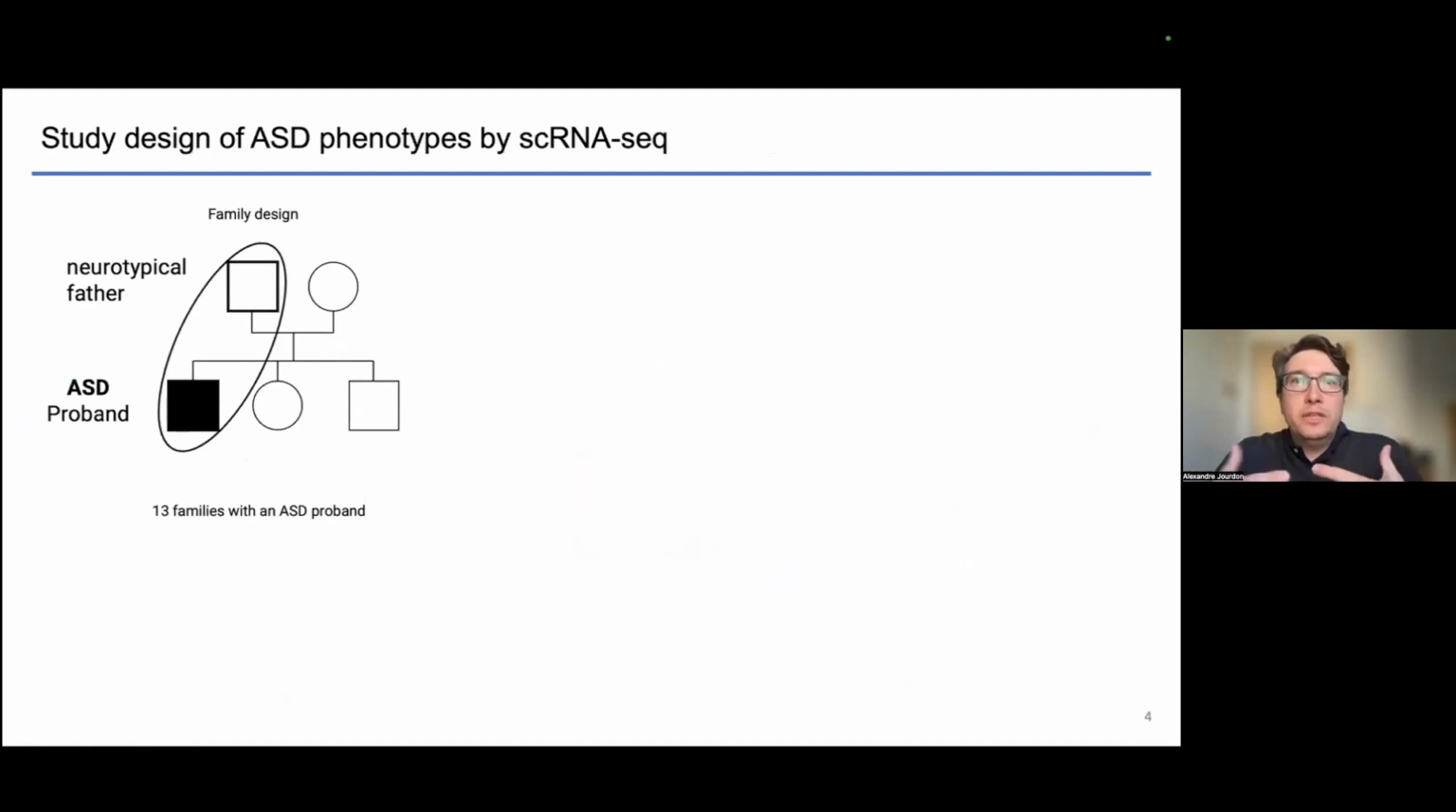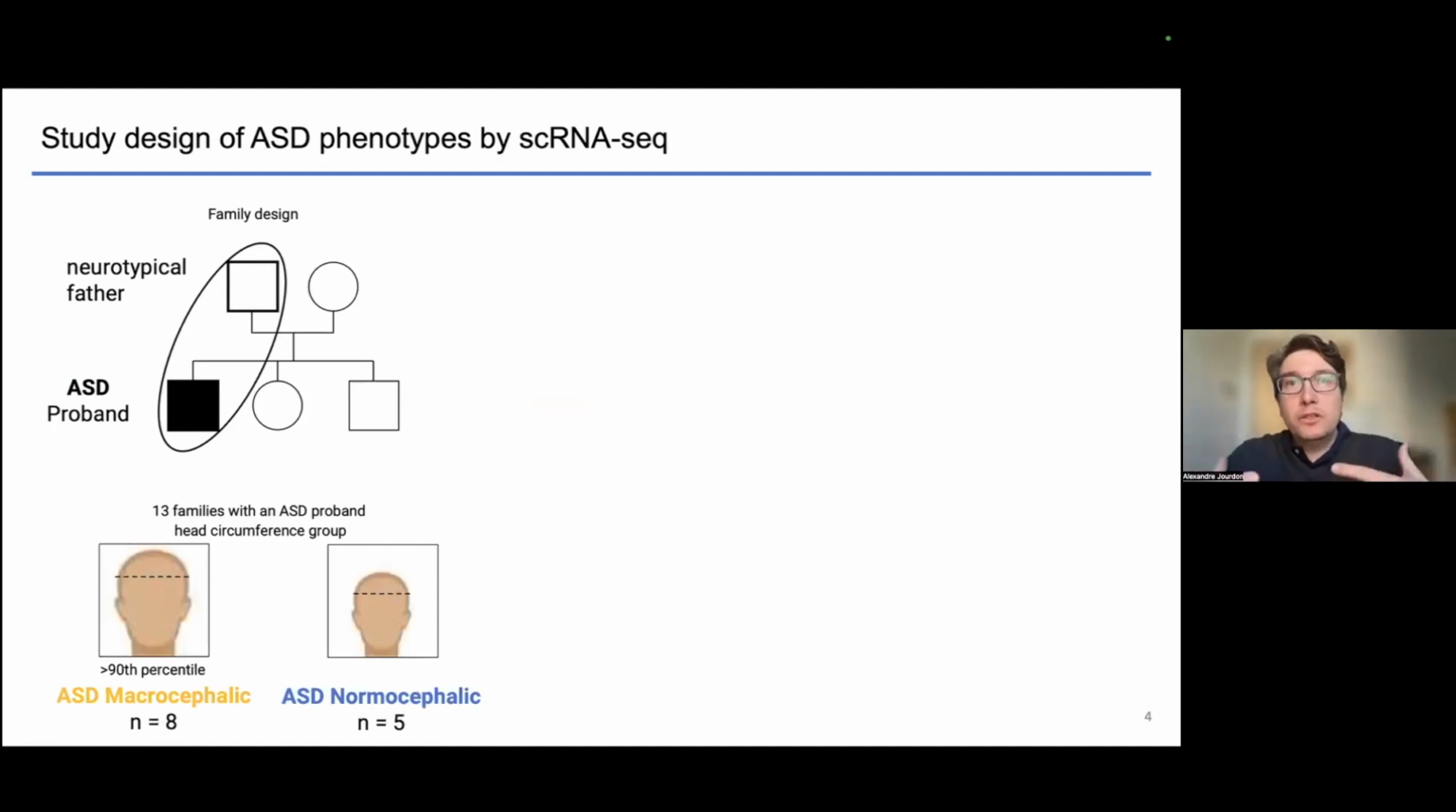So how do we study autism? We decided to go for idiopathic cases, and we took a family design approach, collecting iPS cells from a set of families, 13 of which were involved in this current study. Each time we compared a male ASD proband to his neurotypical father, correcting for part of the variability in the disease and also for genetic background. There is also a second layer of grouping: we grouped ASD based on head circumference, classifying them as ASD with macrocephaly when above the 90th percentile, and ASD with normocephaly in contrast.